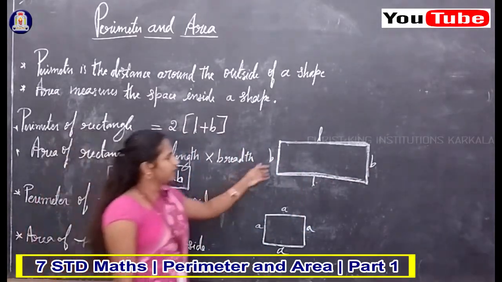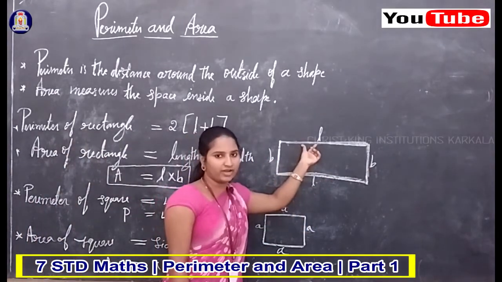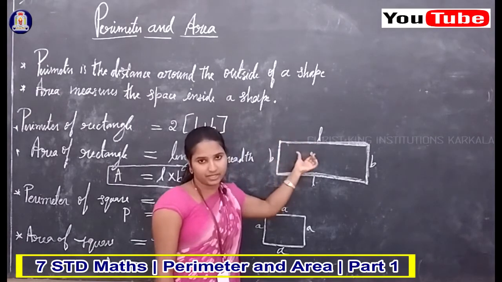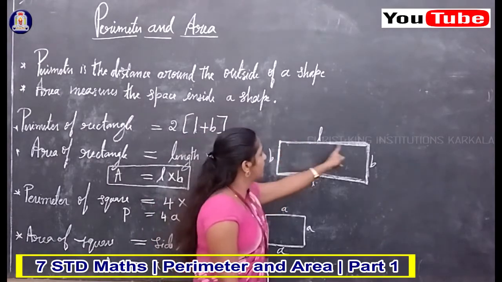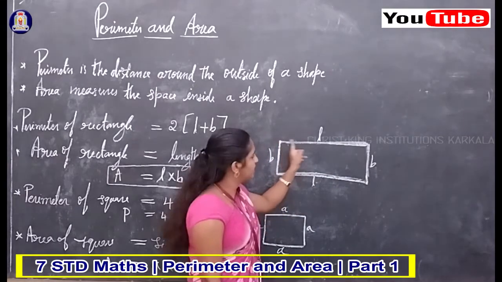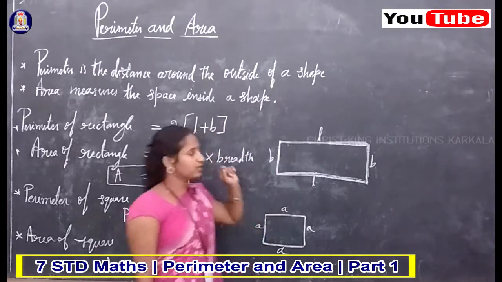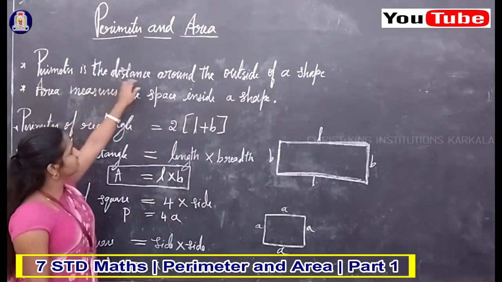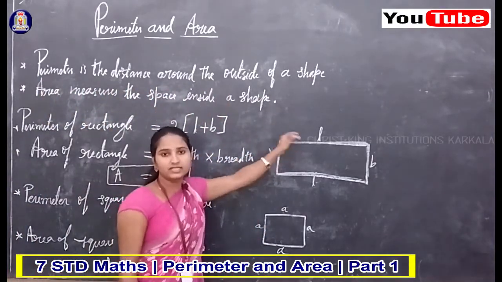We'll get the perimeter. Clear? Understood how to find a perimeter? What is a perimeter? Perimeter means adding all the sides, finding the length of the sides. So that only, perimeter is the distance around the outside of the space.